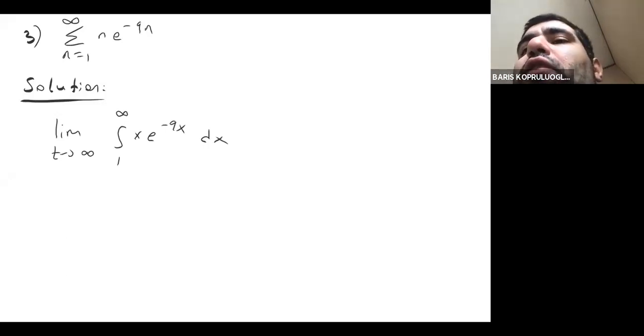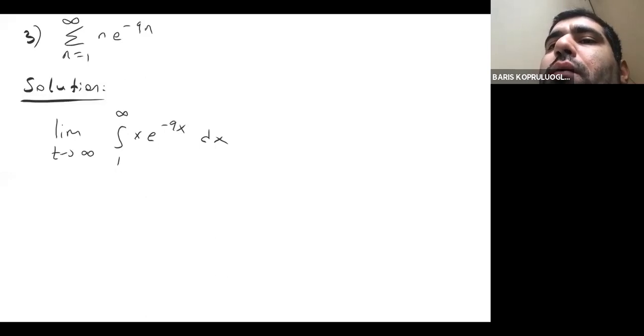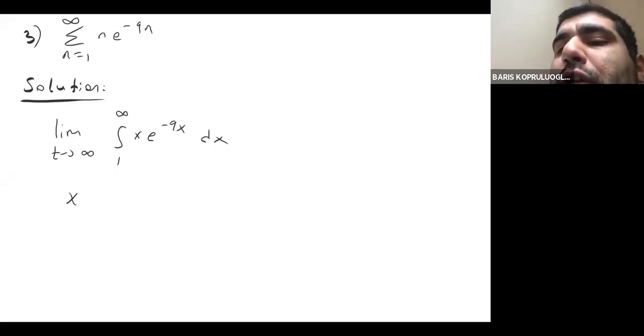And if you get the result of the integral correct, which is the first box, then you're getting 1 more point, which adds up to 4. So how can we integrate this integral? x times e to the power of negative 9x. It will have to be integration by parts.